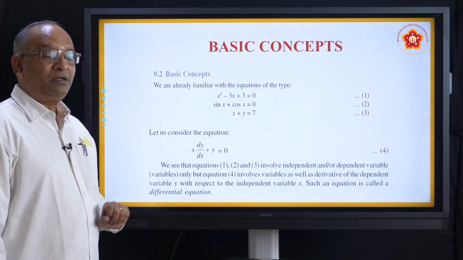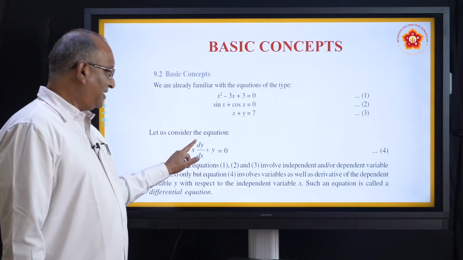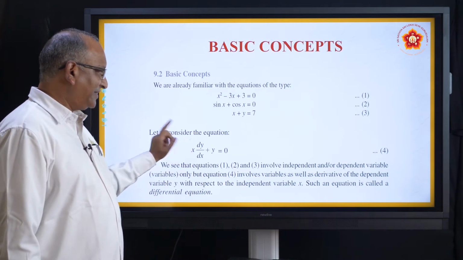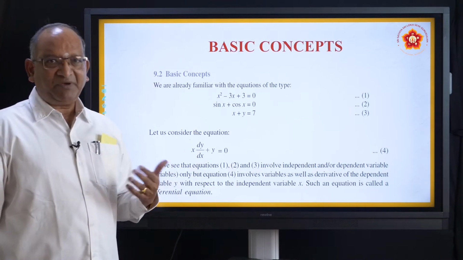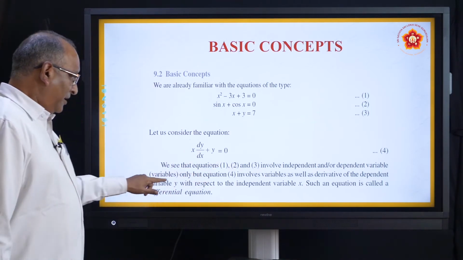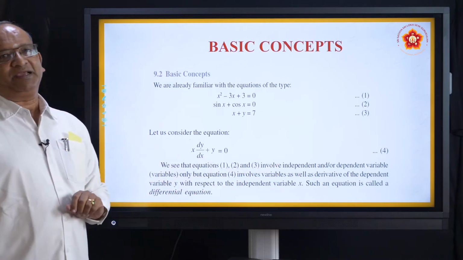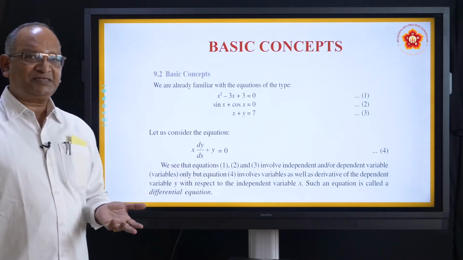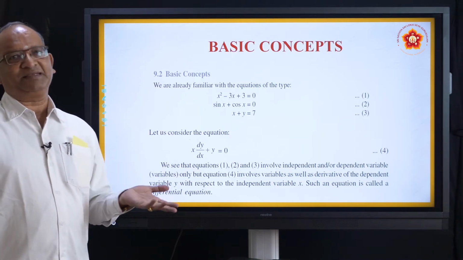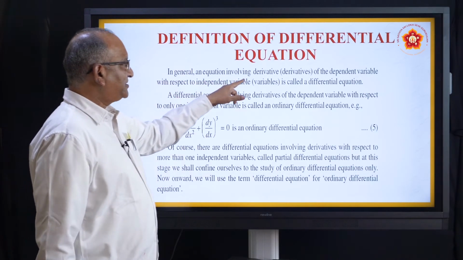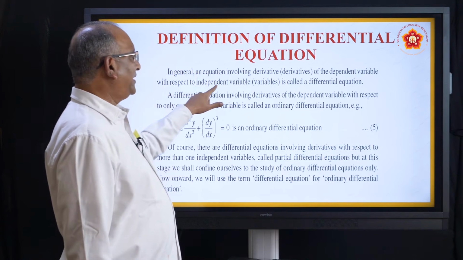Which is the variable? X and y. In that, x is called the independent and y is called the dependent variable, but along with that, the derivative of the dependent variable, dy by dx, with respect to the independent variable. Such an equation is called a differential equation. So how do you define a differential equation? It has got derivatives apart from x and y. In general, an equation involving the derivative of the dependent variable with respect to the independent variable.